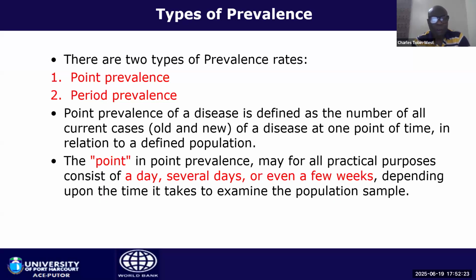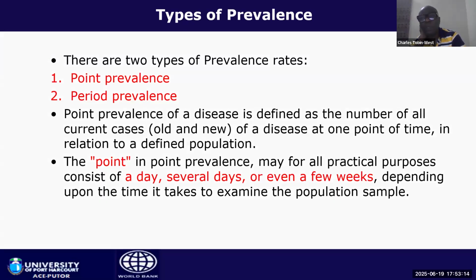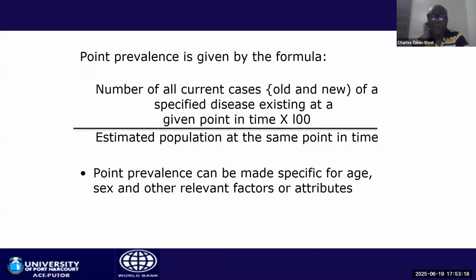The point in time here, in the point prevalence, may, for all practical purposes, consist of a day. All cases, new or old, are diagnosed in a day or just within several days or even several weeks. If it occurs within several days or several weeks, for practical purposes, we still consider it as a point prevalence, okay? Depending on the time it takes to examine that population. Because assuming you are measuring the blood pressure of people in a subsection of a city, it might take you 2 weeks or 3 weeks, depending on the number of persons, or even a month to complete. You still call it point prevalence. It's not a period prevalence. What made it longer was because you are going little by little. You didn't have enough personnel, things like that.